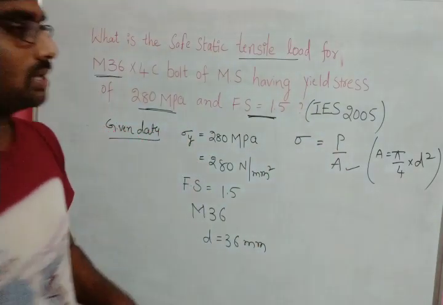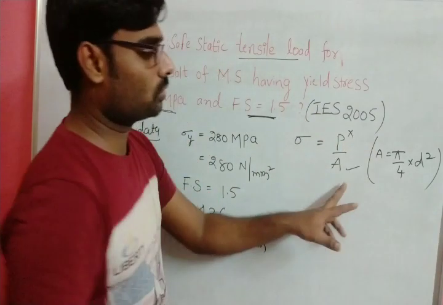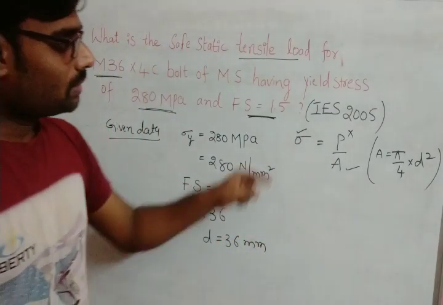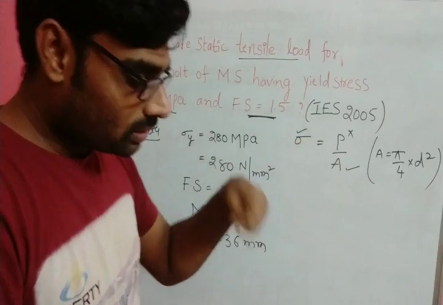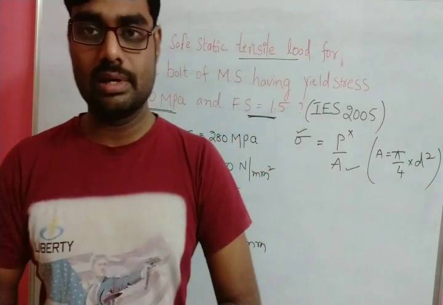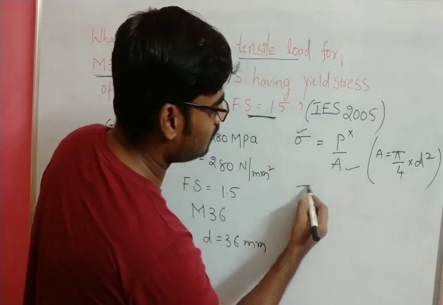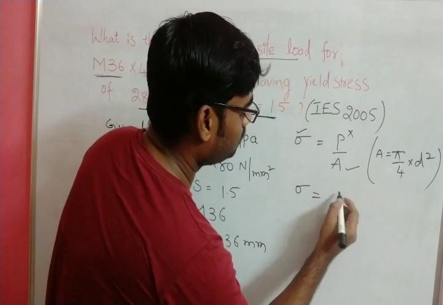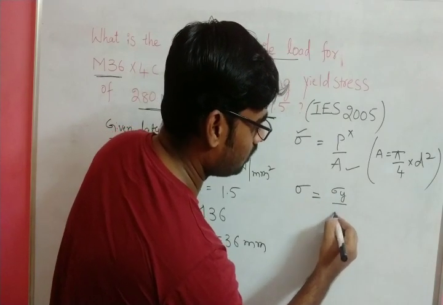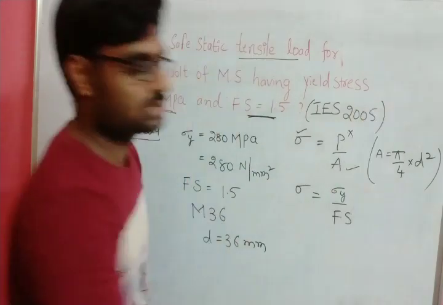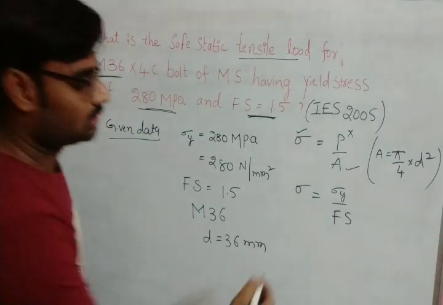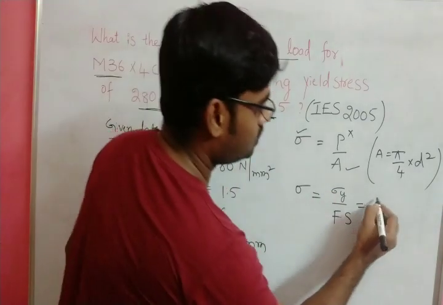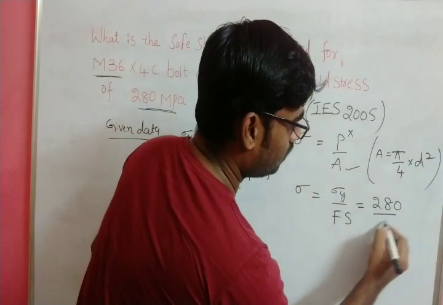So P is the question mark, the unknown value, and the stress is also a known value. But in the question it is not directly given. Yield stress is given, so just calculate the stress. How to calculate the stress? Stress equals yield stress divided by factor of safety. So sigma equals sigma y, that means yield stress, 280 divided by the factor of safety.